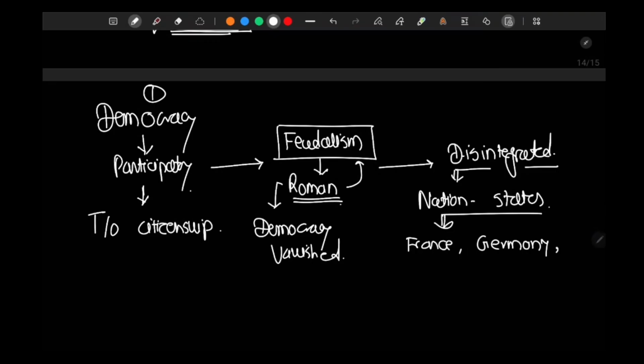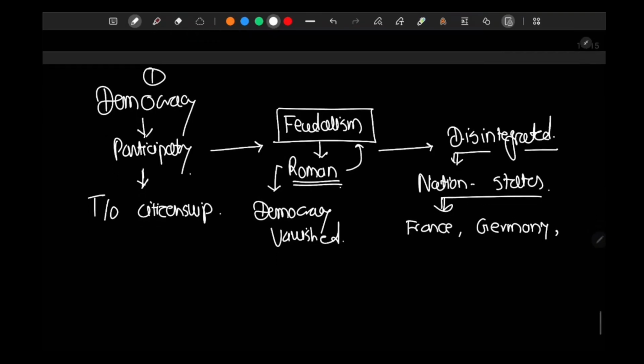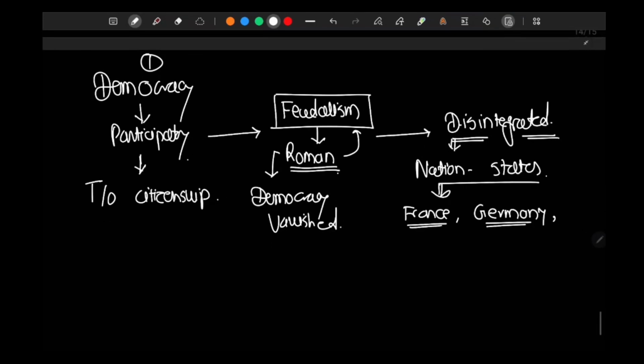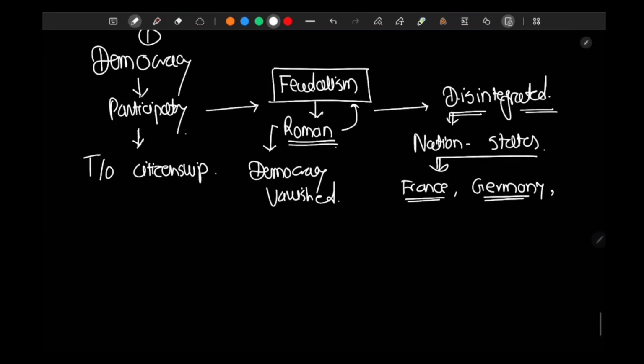In England, while the king continued, England changed to a parliamentary form of government. So when nation states emerged, they were still not so small an entity that active participation was possible. In this situation, where there are nation states and active participation is not possible, what solution for democracy was given? It was representative democracy.